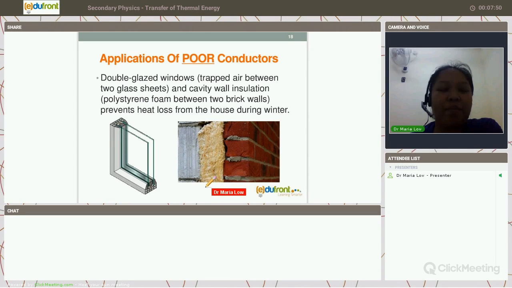All these things have air particles in them, and that will act as a poor conductor to prevent heat from being conducted to the outside quickly. So these are applications of poor conductors.